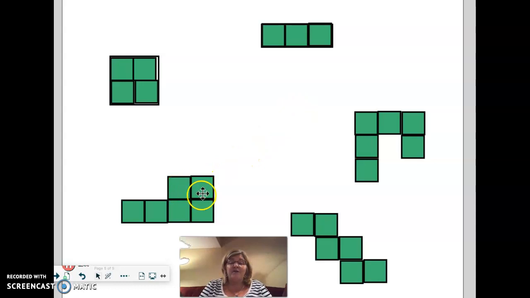1, 2, 3, 4, 5, 6. Look at this one. 1, 2, 3, 4, 5, 6. And 1, 2, 3, 4, 5, 6. So all of these shapes have an area of 6 square inches, but notice that the shapes can be different. It's just the area, the amount of space that they take up, that needs to be the same.